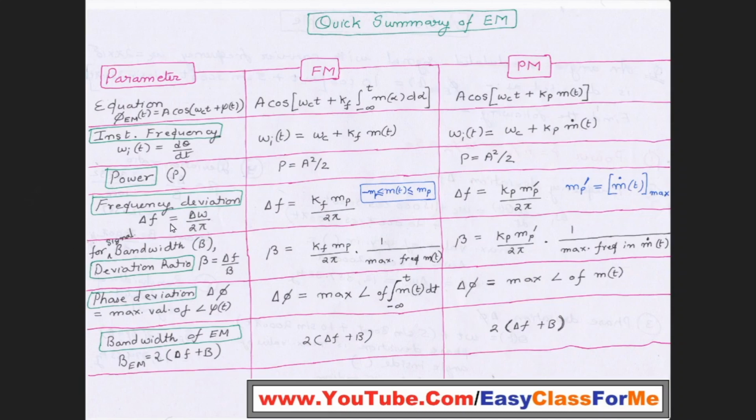So this delta f is nothing but, for this particular case, k_f into m_p divided by 2 pi. If you take it in terms of delta omega, this 2 pi factor will not be there. And how do we arrive at this?